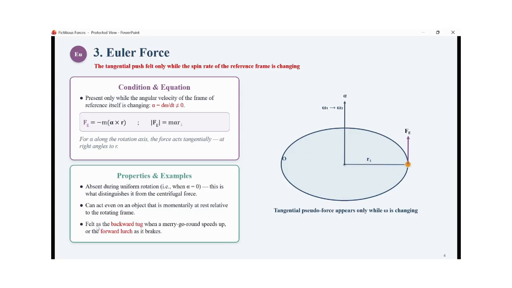Now real life examples of Euler force are the backward tug. When a merry-go-round speeds up, its rotation speed is increased, then the person standing on this merry-go-round will feel a backward tug. And if the merry-go-round slows down, that is some brakes are applied, then the person standing on the merry-go-round will feel a forward lurch. So these are the real life examples in which the presence of Euler force is felt.